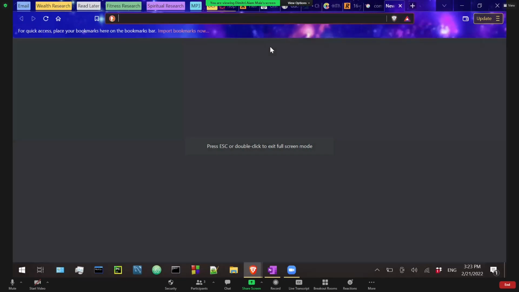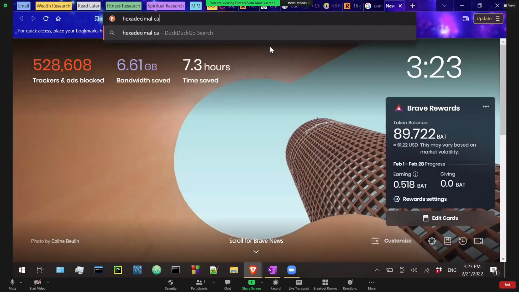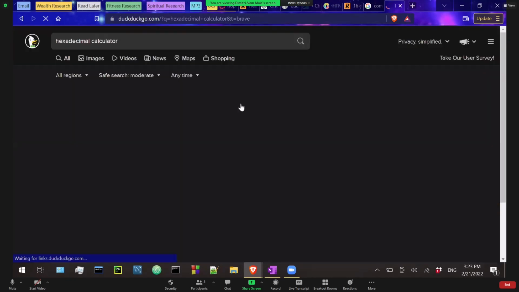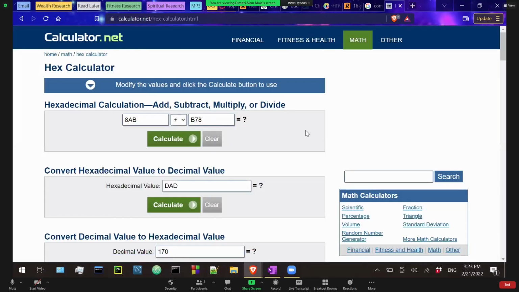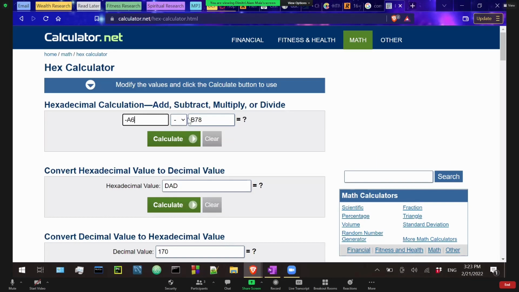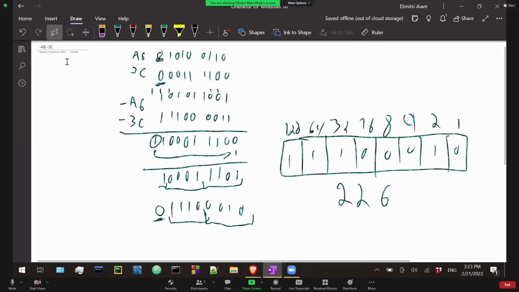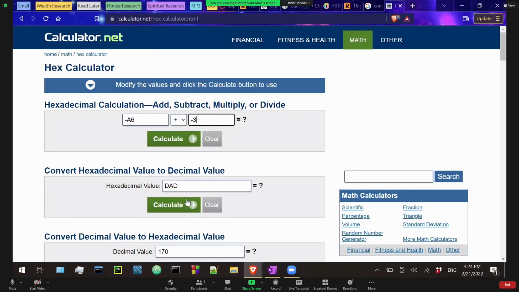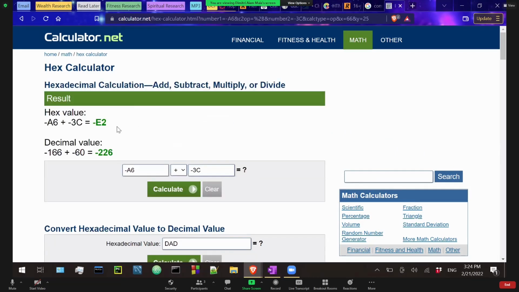Now let's use a hexadecimal calculator. Oh, we can't use it. Actually, yes, we can. I just realized we can use it since the exam is not in person. So negative, was it negative A6? A6 plus negative 3C. Okay, negative E2. There we go. That's the answer.